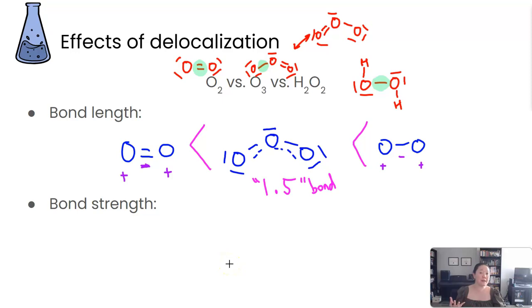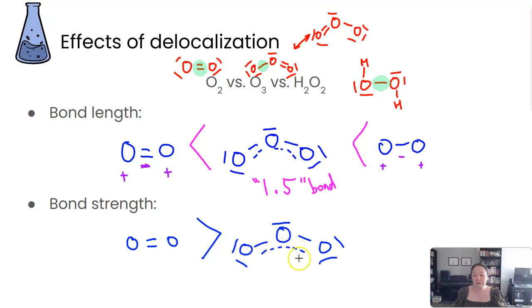Now you also see the same sort of pattern happening when you're looking at bond strength. So how strong it is, how much energy it takes to break a bond. In terms of bond strength, your oxygen-oxygen double bond is going to be the strongest because there's such a high attractive force. It will take more energy to cut that. Your ozone is going to have something in the middle, and it is basically going to be the strength of 1.5 bonds. And then your oxygen-oxygen single bond is going to be the weakest of the three.